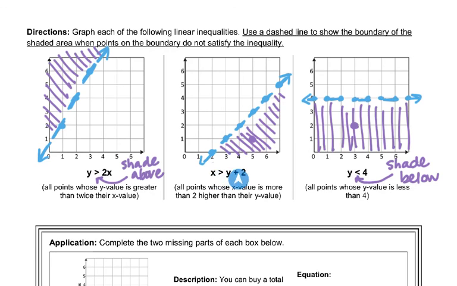It gets harder when y is not by itself. And for those, a lot of times I just pick a point, I plug it in, and see if it gives me something true or false. If it's true, I shade the side that point is on. If it's false, I do not shade that side.